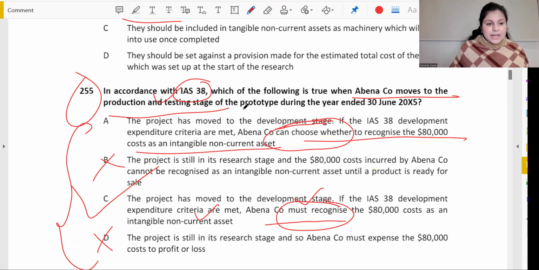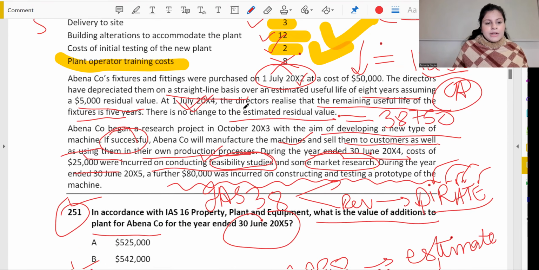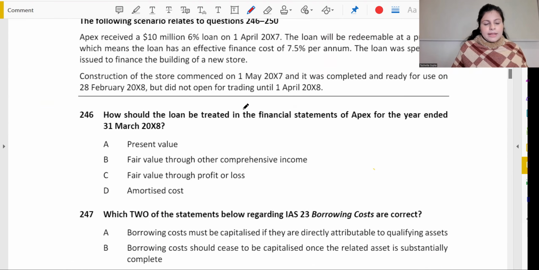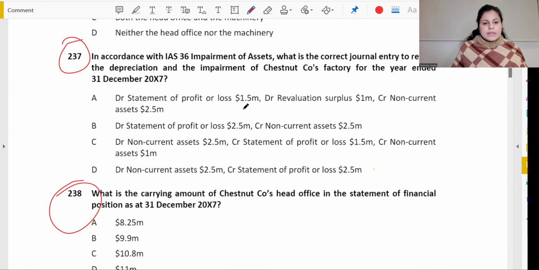So first of all, congratulations to all of you who have reached till here. You have been studying well. Let's move on. 25 questions done. Half of our work is done. Now we'll be moving to little easier topics and easier questions.